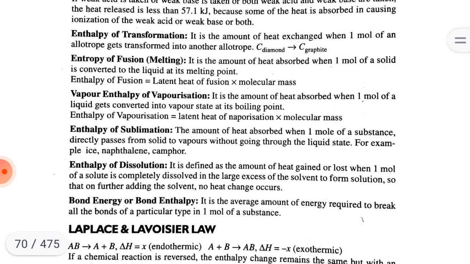The amount of heat absorbed when 1 mole of a substance directly passes from solid to vapor without going through the liquid state. For example, ice, naphthalene, camphor.